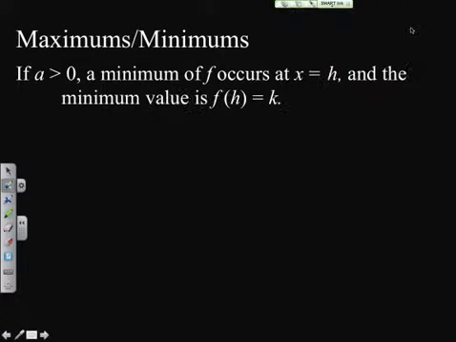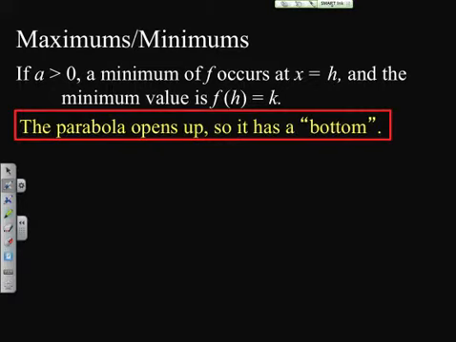So now when we talk about maximums and minimums, if a is greater than 0, a minimum of f occurs at x equals h, and the minimum value is f of h, which equals k. A being greater than 0 means this thing opens up, so it has a lowest possible value, and we call that a minimum. As you can see there, we know it opens up, so it has a bottom, a lowest value.